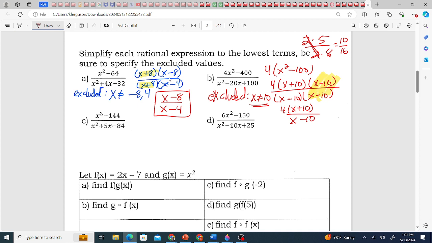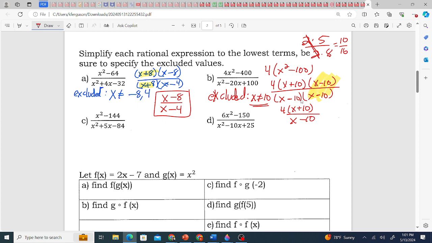Because remember, I've got these two groups that are being multiplied. The zero product property says it doesn't matter what you multiply, if you multiply 0 by it, you get 0. So I only need one of these things to be 0. That's why I have two excluded values. I can't have negative 8 or positive 4, because if it's either, I get 0 in the denominator. Not the top, the bottom.